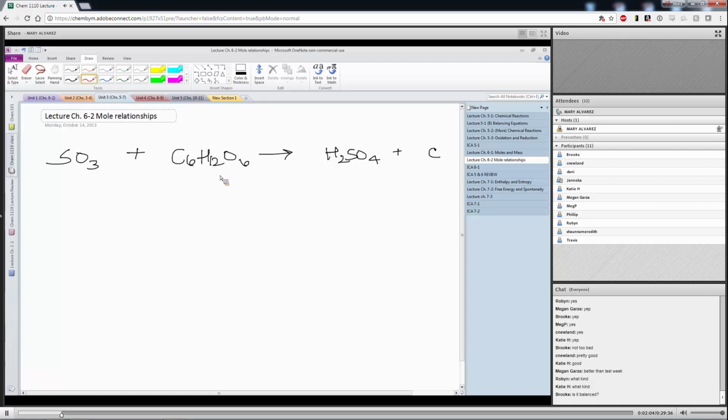Is this making sense? Let's see, I've got 6 carbon atoms on the left, only 1 on the right. I'm going to need 6 carbon atoms to make that work. And I have 12 hydrogen atoms here, and I only have 2. So I'm going to need 6 of these to give me a total of 12 hydrogen atoms. That gives me 6 sulfur atoms, so I better have 6 sulfur atoms over here. And that gives me a total of 18 plus 6, or 24 oxygen atoms, which works because 6 times 4 is 24 oxygen atoms. So everybody agree with me that looks balanced?